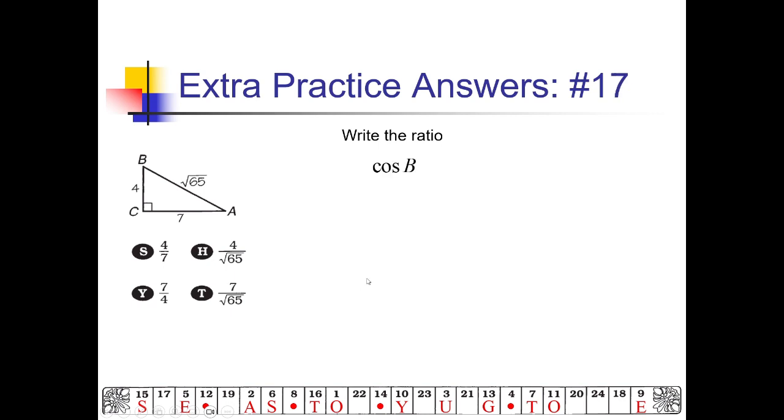For cosine of B, we have adjacent over hypotenuse. So we have adjacent side 4 over hypotenuse 65, root 65, I should say. And that's going to be choice H. And 17 is right here, so H right there. Now we have tan of B, opposite over adjacent for angle B. So we have opposite side 7 over adjacent side 4. 7/4 is going to be a Y, and that's going for 18, so right over there.